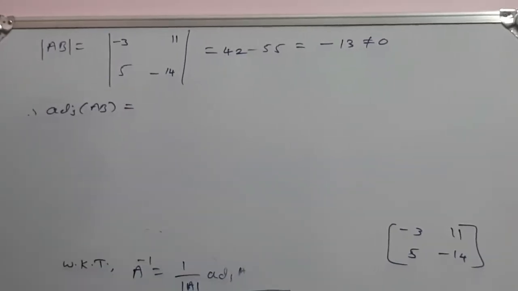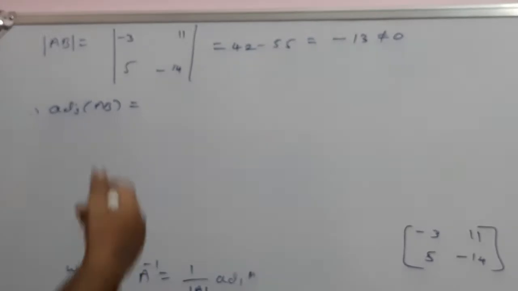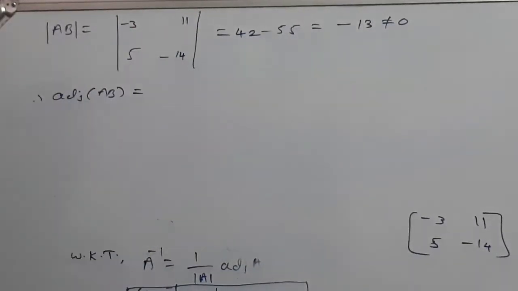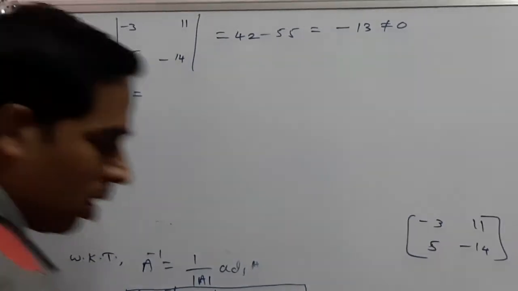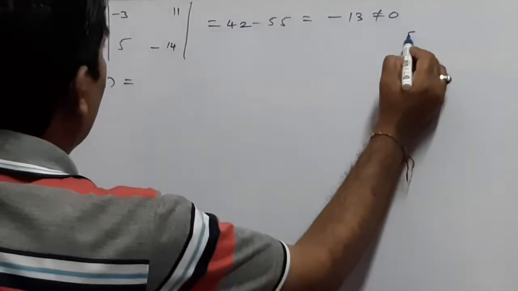To find the adjoint, we have to find the cofactors and minors, and write them in the form of a matrix. That is called the adjoint. To write the adjoint of a 2 cross 2 determinant, we can see here what the matrix is. The matrix I got was this one: 5, minus 14. Okay. So I will write the adjoint matrix here.